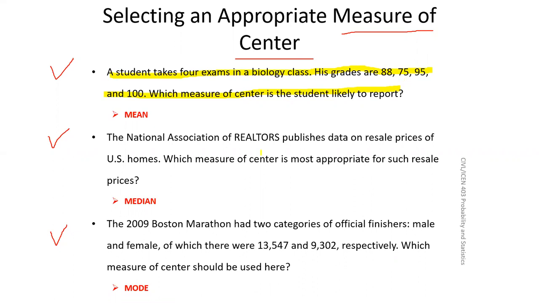All right. The second example for median is the National Association of Realtors. Realtors are the people who are real estate agents. Real estate agents are those who buy and sell houses and shops, or give them on rent. So these are the people who can find you buildings or houses for rent, or handle buying and selling of houses or shops. Those are called realtors. They publish data on the resale prices of US homes. Resale. So which measure of center is most appropriate for such resale prices?